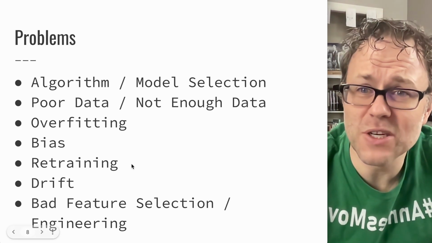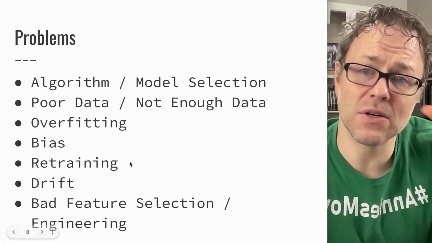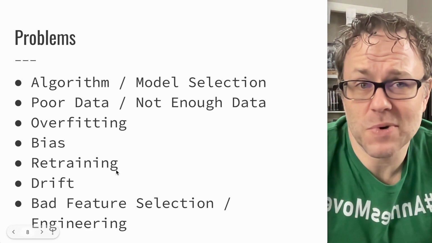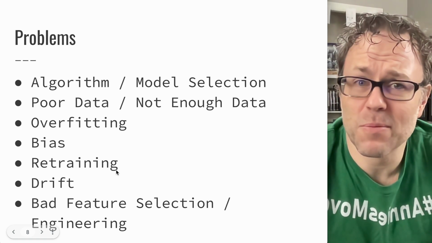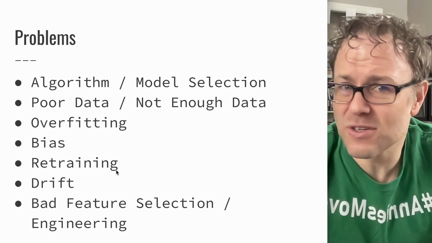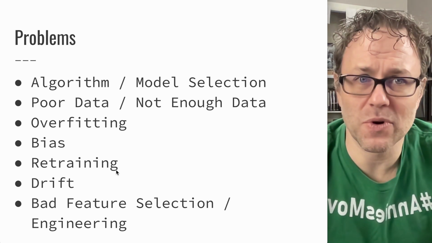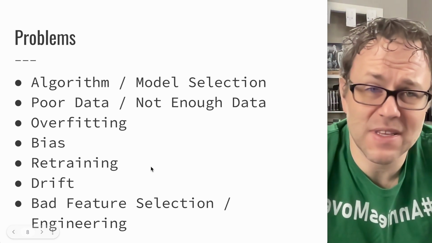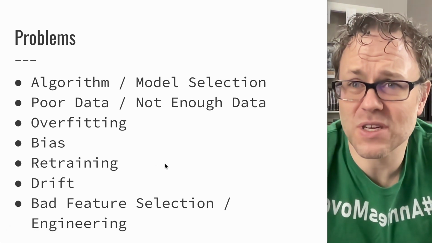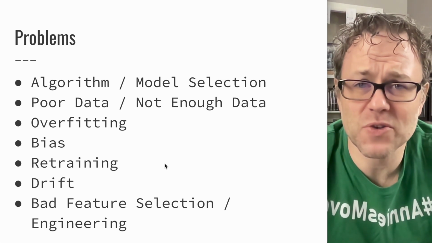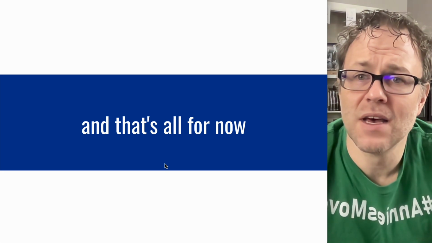We might need to retrain the model based on a changing need or changing environment. Drift is another situation where you train your model for a purpose, but then the world around you changes. So now your model is still making the right predictions, but not the right predictions for the new reality. We might also run into bad feature selection or bad feature engineering, which can also impact our models. So all of these can cause issues as we're trying to train and use these models in practice.